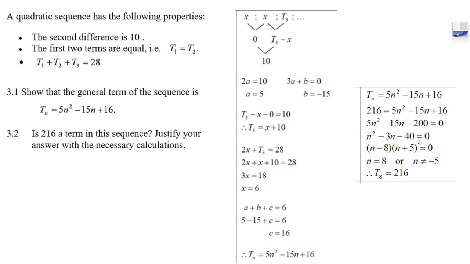Now, you could use the quadratic formula at this stage and substitute in a is 1, b is minus 3, and c is minus 40, and write down the two answers, 8 or minus 5. But, hey, minus 5 can't work. So the 8th term is 216. So the question is, yes, it is. I've just shown that the 8th term is 216. This is a pretty easy one to factor because 8 times 5 is 40, and 8 minus 5 is 3. So you should have seen those factors, but you could have used the quadratic formula. And there you go. There's question 3.